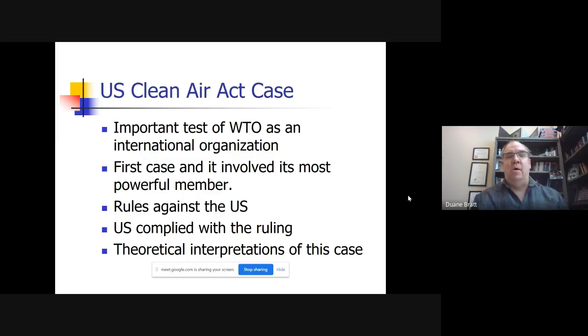Therefore, to look at how important this is, we're going to go back to a video mini lecture that Greg Anderson had done, looking at IR theories and their application to international trade. And so I'm going to explain the competing explanations of this case through the lens of four prominent IR trade theories.